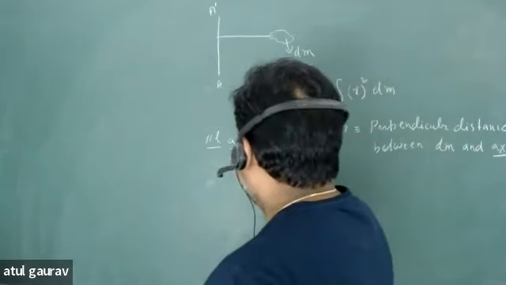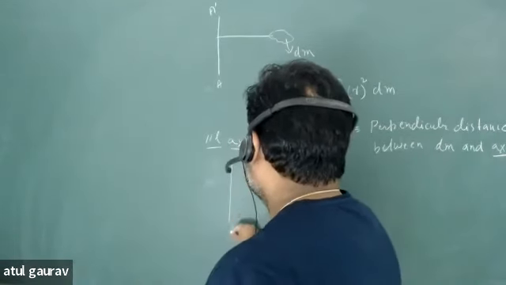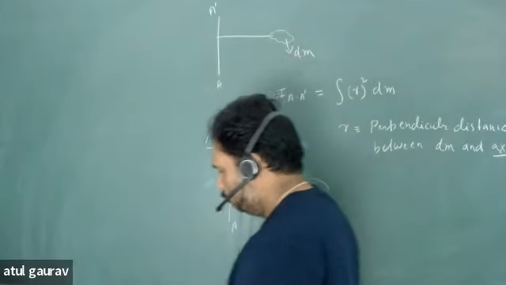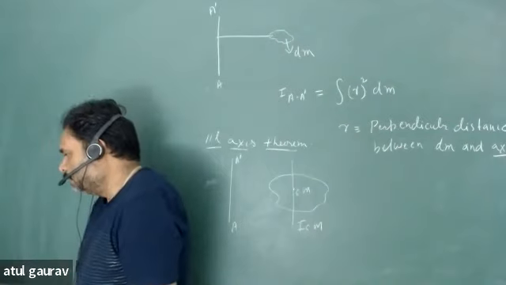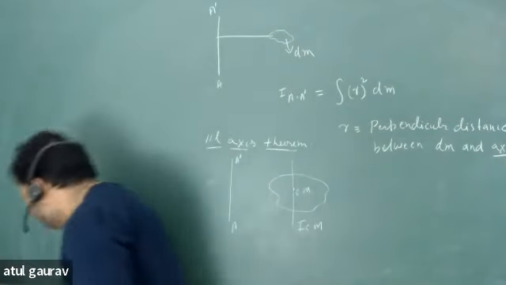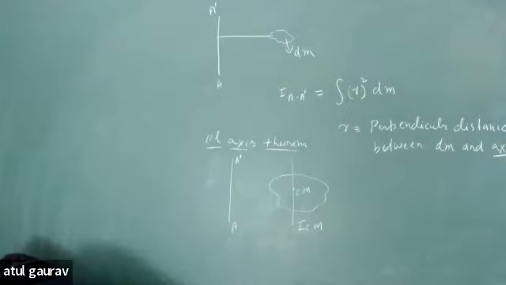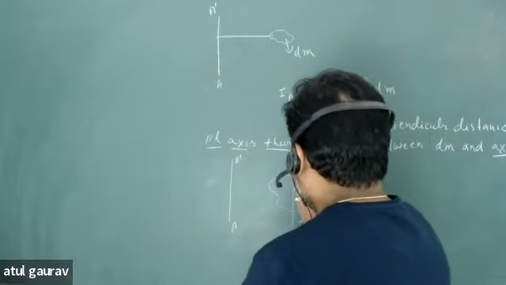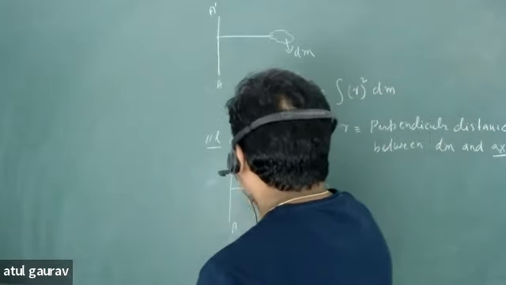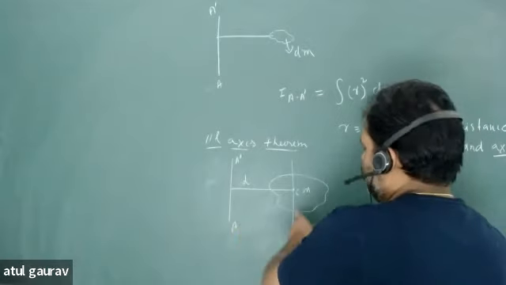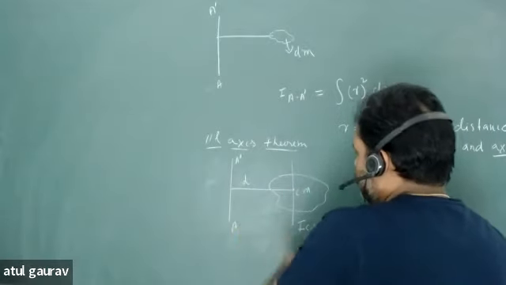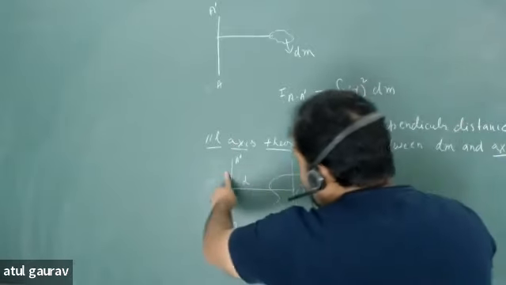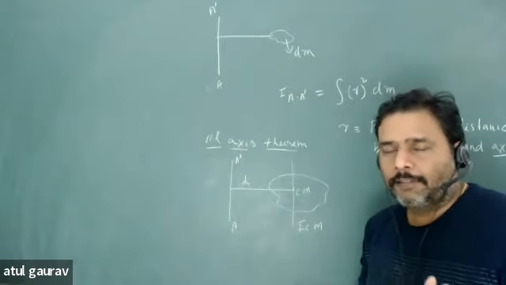And if I want to calculate the moment of inertia about axis A dash, and this D is the perpendicular distance between the axis which is passing through the center of mass and this particular axis which is parallel to this one. Are you getting my point?